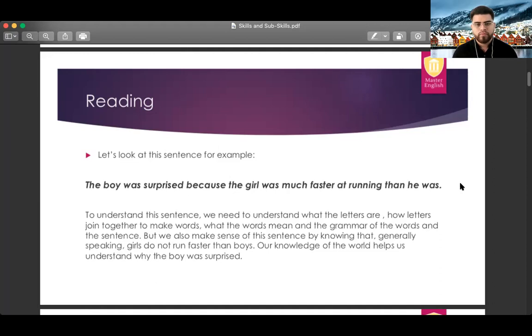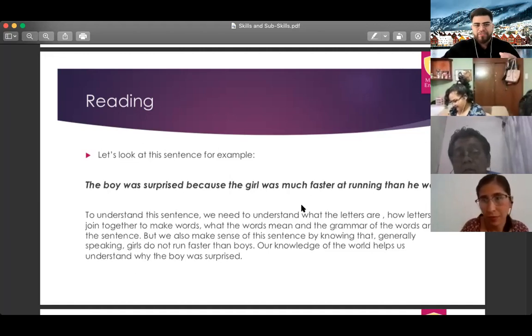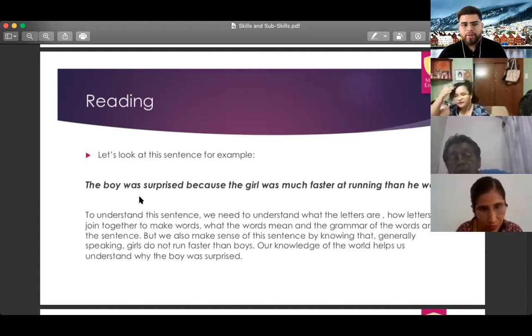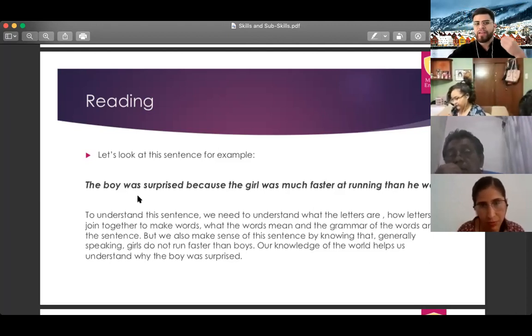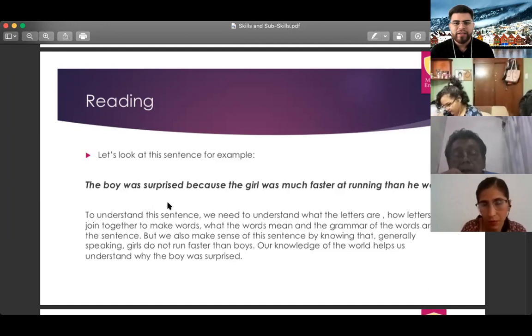But we also make sense of this sentence by knowing that, generally speaking, girls do not run faster than boys. Our knowledge of the world helps us understand why the boy was surprised. Yes. Now, we understand the sentence because we can speak English well, read English well, and we understand why the boy would be surprised in this situation. But maybe a baby would understand the sentence, but they wouldn't know why the boy was surprised, because maybe they don't know that usually boys run faster than girls. But us, we have that knowledge, so we can understand this sentence. We know why the boy was surprised. All right?